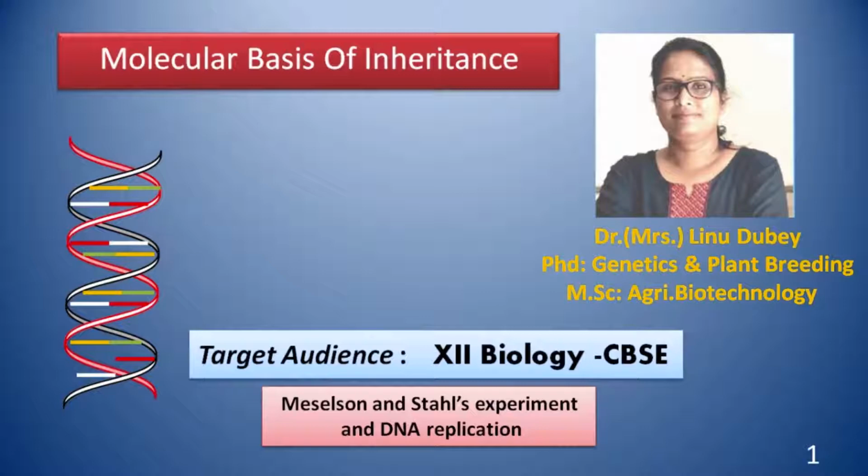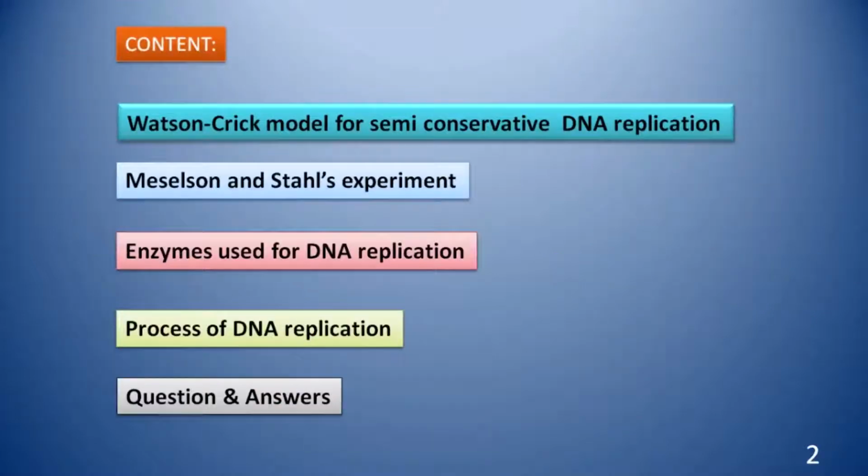Today I am going to teach about the Meselson and Stahl experiment and also a brief about DNA replication for a class 12 student. And what are the contents which I am going to cover? These are the Watson and Crick model for semi-conservative DNA replication, the Meselson and Stahl experiment, enzymes used for DNA replication, process of DNA replication, and questions and answers.